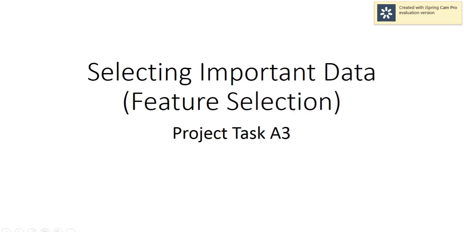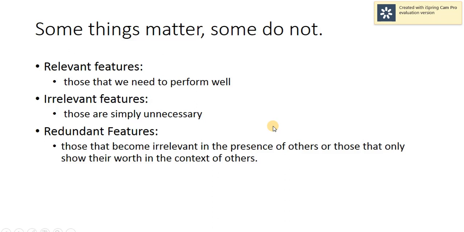Okay, hello again everyone. This video is a further description of your task A3, which is a part of data preprocessing, selecting important data, or what we can call feature selection. Now, in your data set, or in your features or attributes, some of those features matter, some of them don't. So they can be classified as relevant features, irrelevant features, and also redundant features.